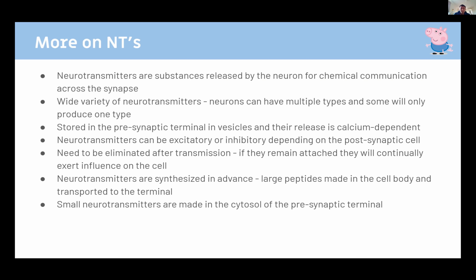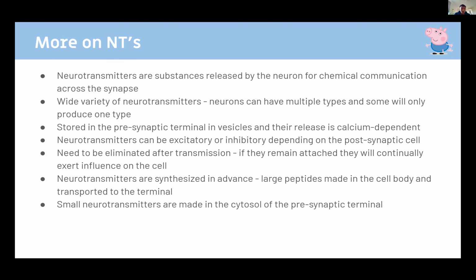And beforehand, before they're released, neurotransmitters will be stored in the presynaptic terminal, in the vesicles that we mentioned, so the little circles that we saw before. And their release is calcium dependent, so they need calcium to be released. And these neurotransmitters can be either excitatory or inhibitory, depending on the postsynaptic cell. Afterwards, they need to be eliminated, as we talked about through the methods just before: reuptake, degradation, and diffusion. Because if they remain there, they will continually exert influence on the cell, and you don't want that.